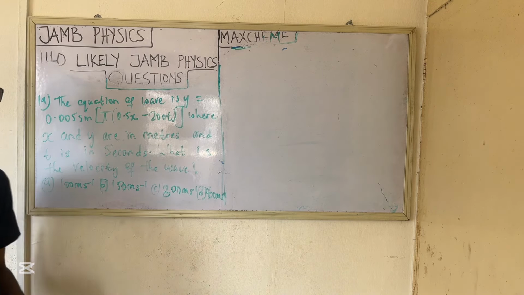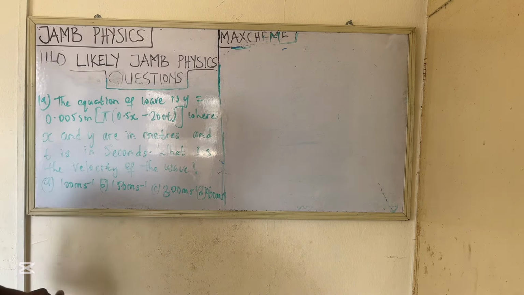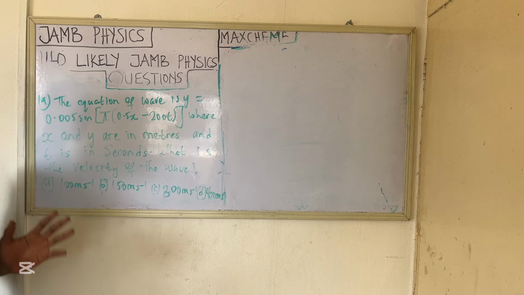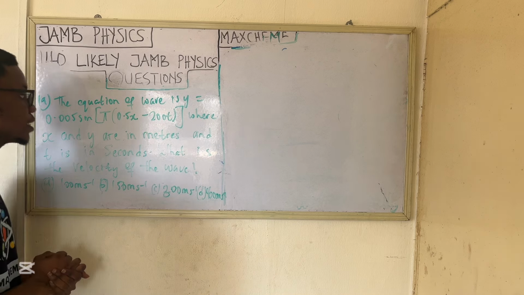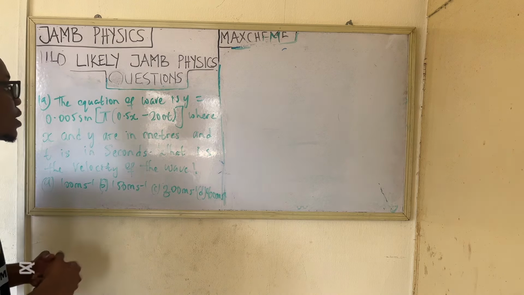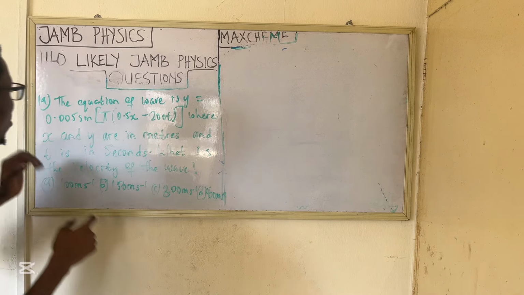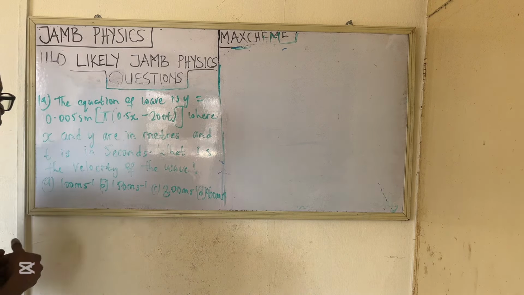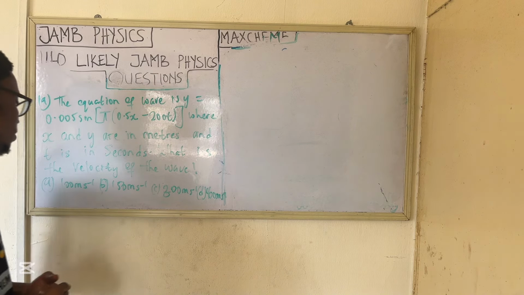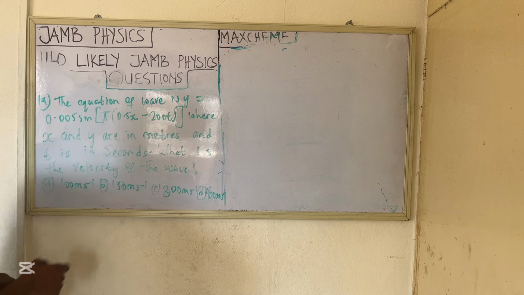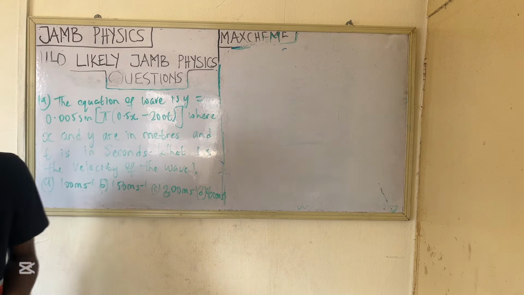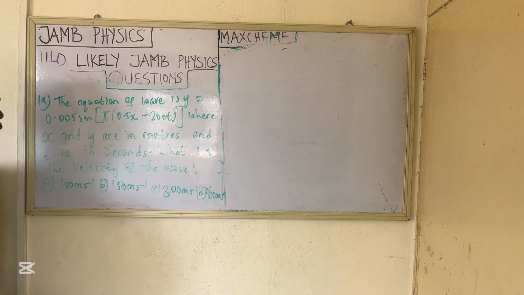Question 19. Now the equation of a wave is y is equals to 0.005 sine open bracket pi open bracket 0.5x minus 200t close brackets, close giant bracket. Where x and y are in meters and t is in seconds, what is the velocity of the wave? A, we have 100 meters per second, B, 150 meters per second, C, 300 meters per second, and D, 400 meters per second.